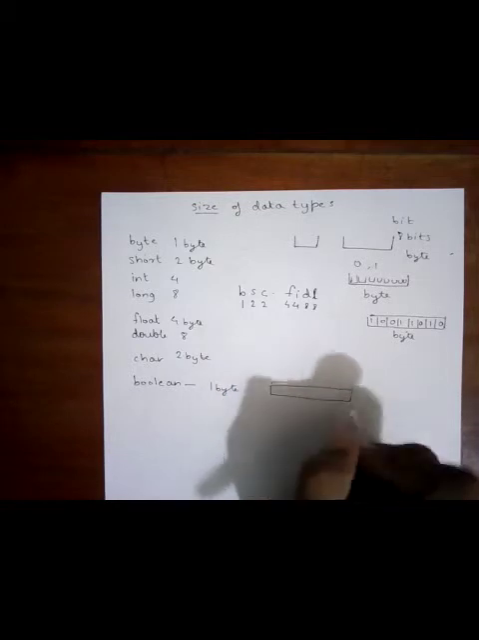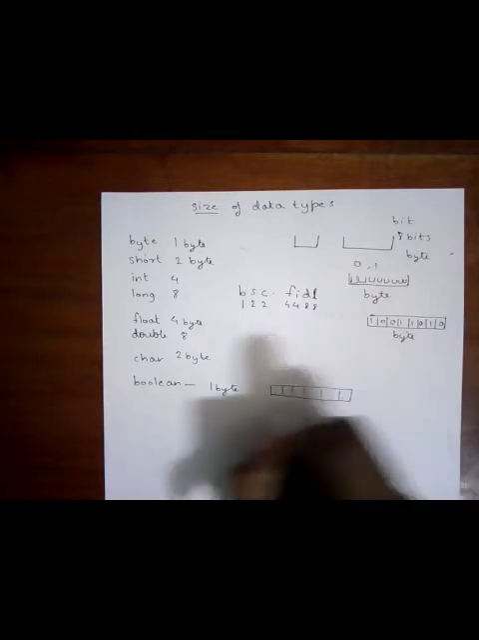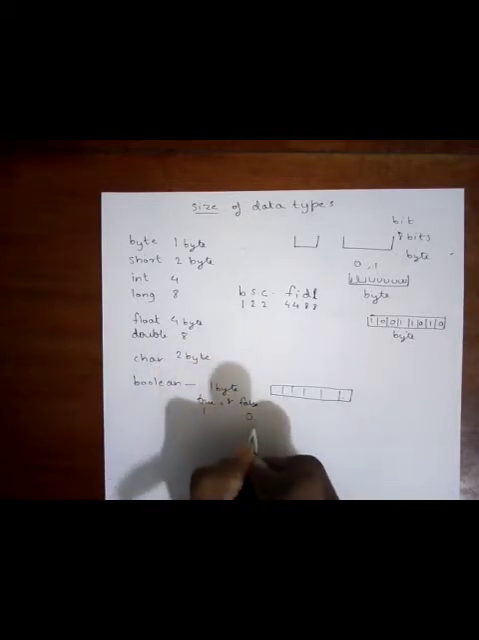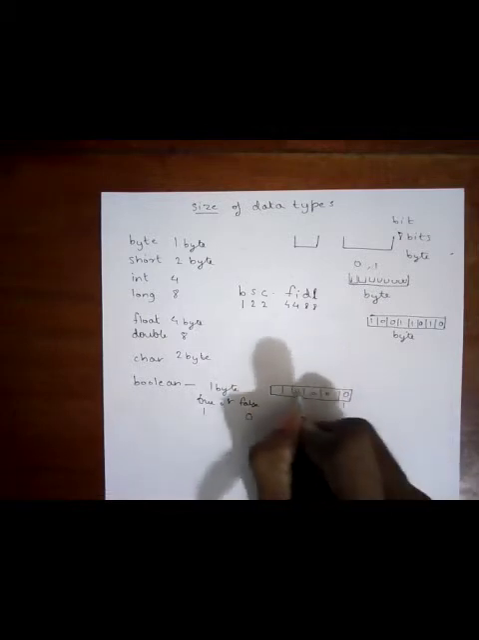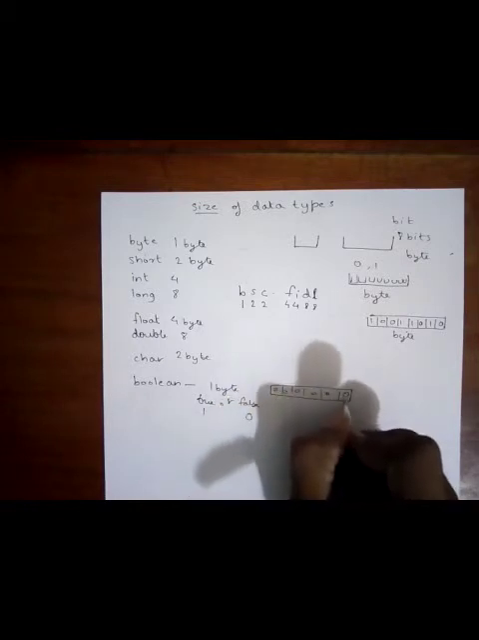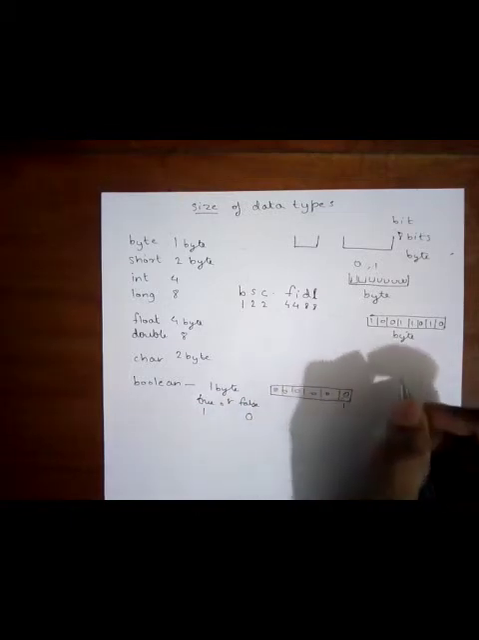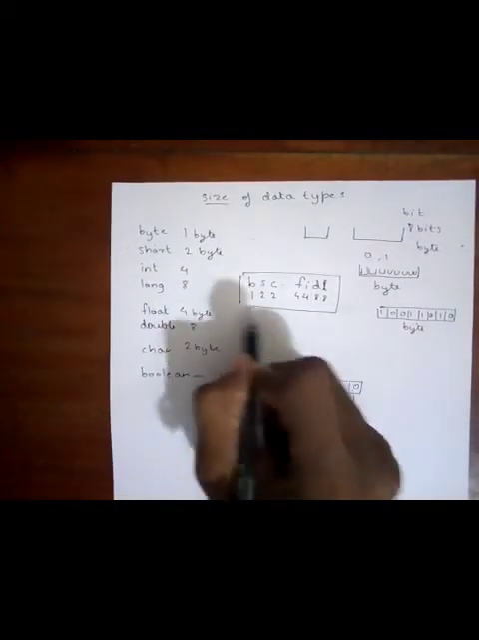Boolean has 1 byte storage, which means 8 small bits are there. But the important thing is, it's true or false. And you know that in computers true is 1 and false is 0. So it uses only the first position. Either it will be 0 here, or it will be 1 here. The rest will always be 0. So that's the trick called BSC fiddle.